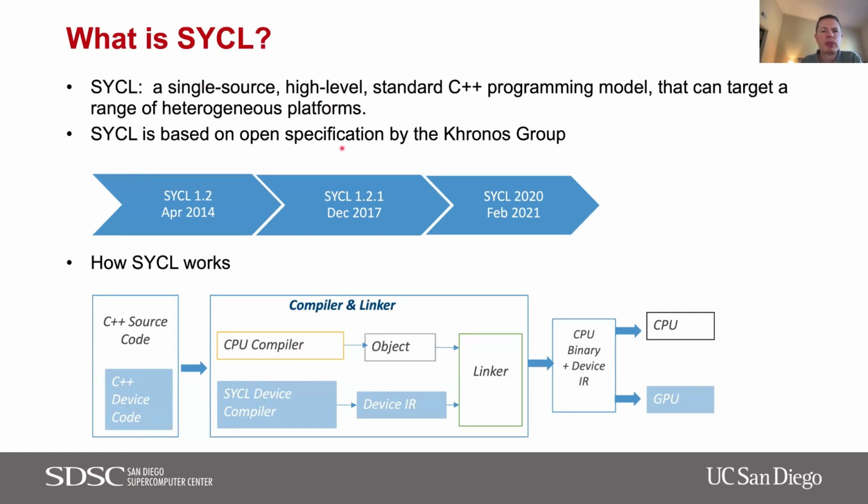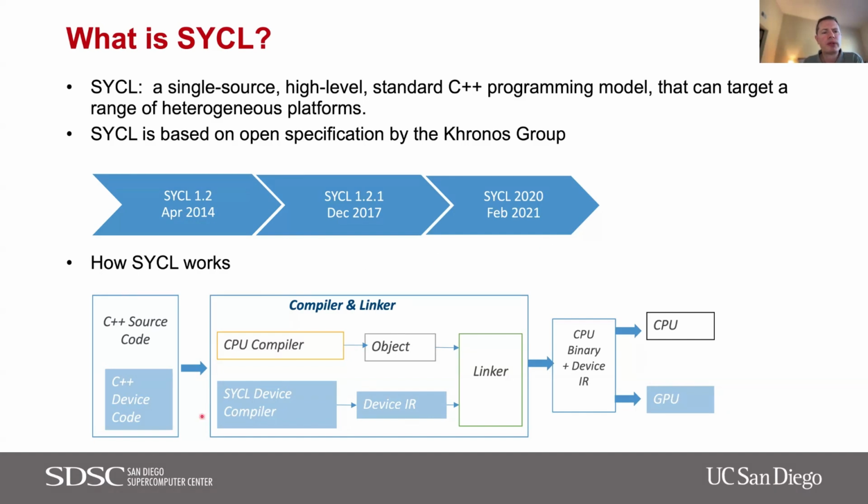It's based on this specification by the Khronos Group. The first one, I believe, came out in 2000. Well, must have been before 2014 because here it says SYCL 1.2. But there have been different specifications coming out, and the latest one is called SYCL 2020. It was ratified in February 2021, and the first full compiler implementations that support this fully, as with the Intel oneAPI compilers, was about a year ago or something like that.